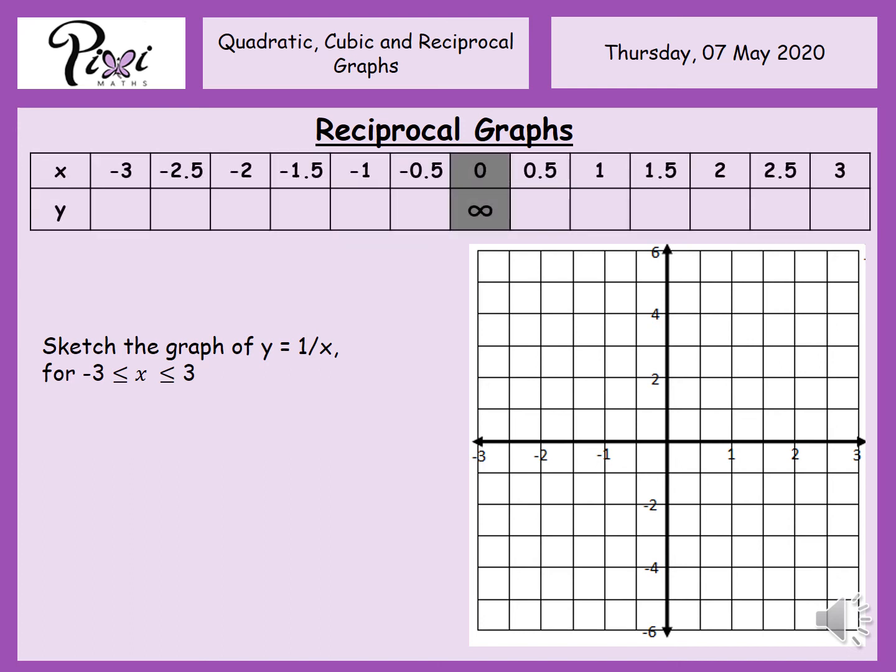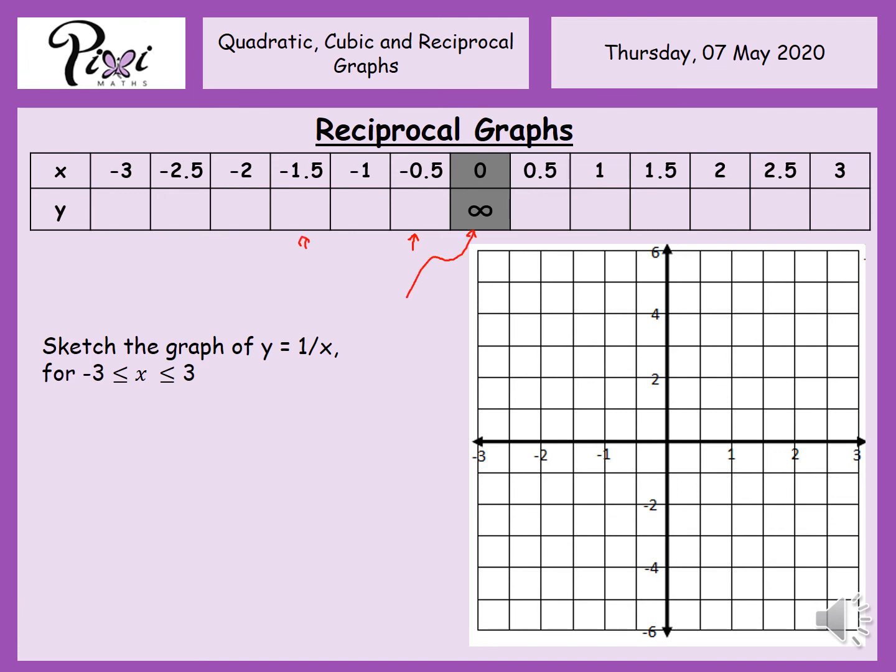Okay, so this one, bit of a bigger table. That is because as it gets towards the y-axis, it changes a lot quicker, basically. So we need to be able to see what it's doing a bit clearer. That's why I've included 0.5s as well here, and 1.5s, rather than just doing every whole number.